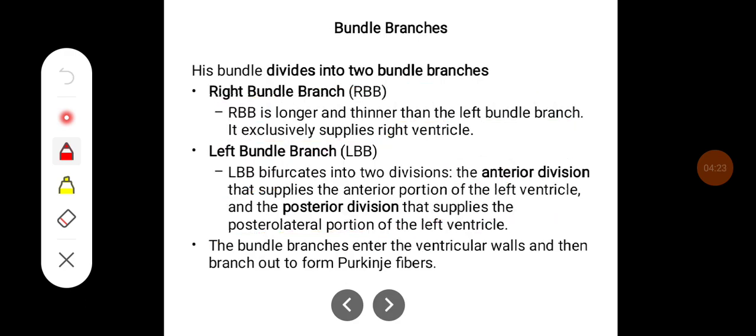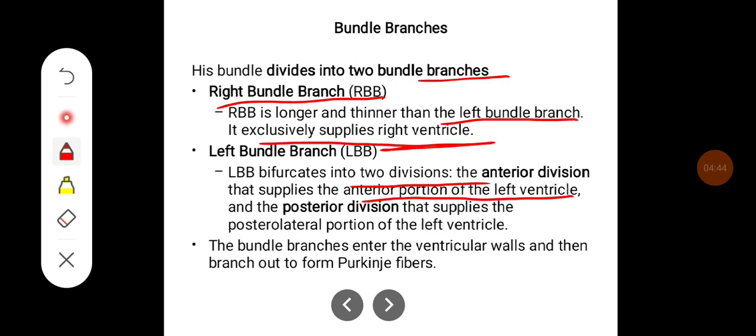Bundle branches. The bundle of His divides into 2 bundle branches. The right bundle branch is longer and thinner than the left bundle branch and exclusively supplies the right ventricle, whereas the left bundle branch bifurcates further into an anterior division that supplies the anterior portion of the left ventricle and a posterior division that supplies the posterior lateral part of the left ventricle. The bundle branches enter the ventricular wall, then branch out to form Purkinje fibers.